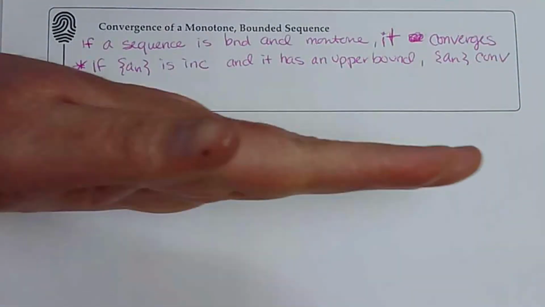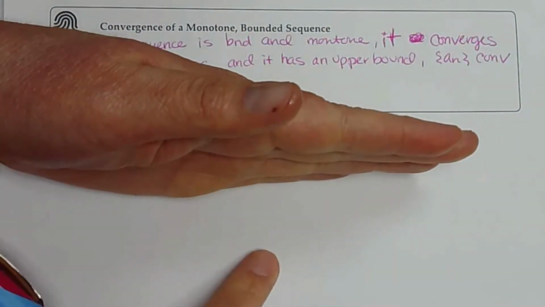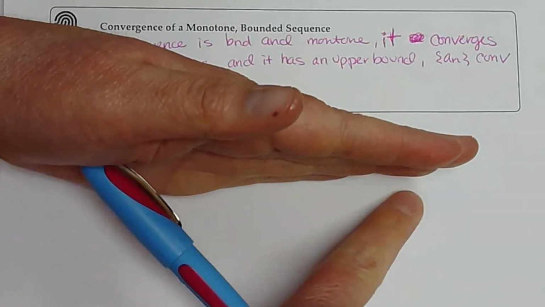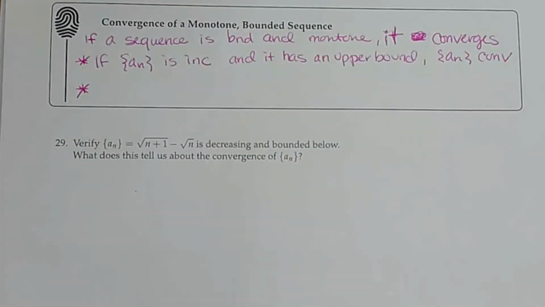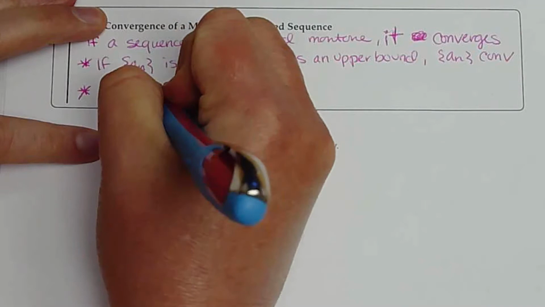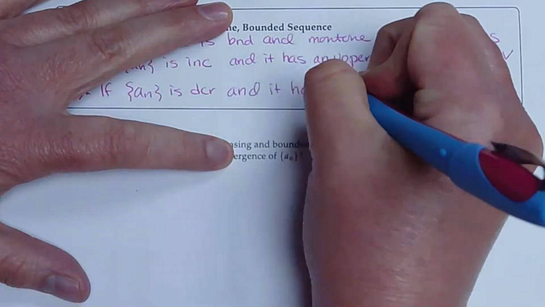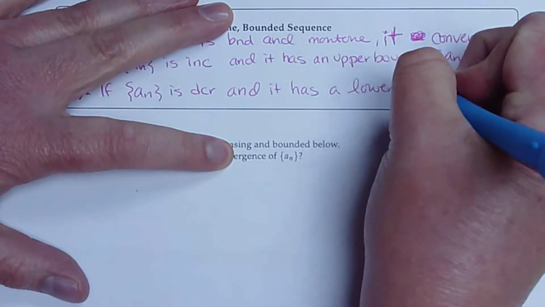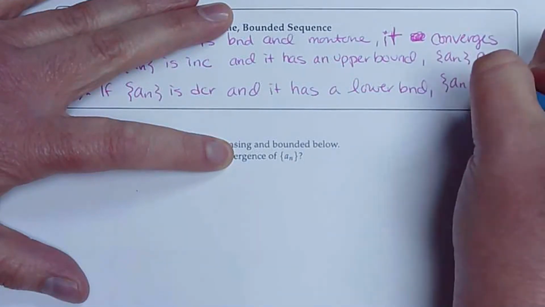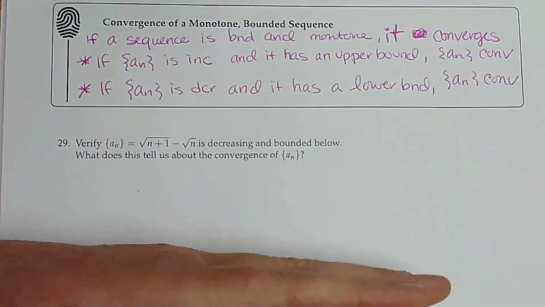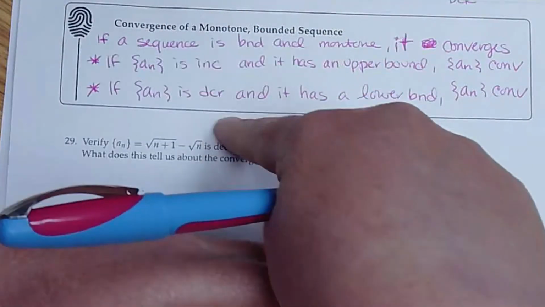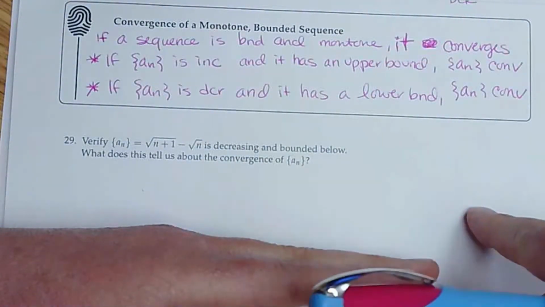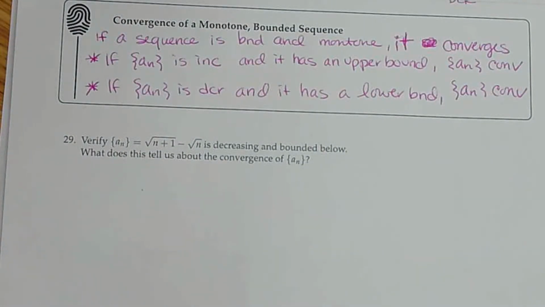So if our sequence has an upper bound and it's steadily increasing, it's going to settle around this upper bound and we're going to get our convergence there. And similarly, if our sequence a sub n is decreasing and it has a lower bound, our sequence a sub n also converges. So if I have a lower bound here and my sequence is decreasing and coming down, it's going to converge somewhere around that lower bound, perhaps a little bit higher than that, but it is going to converge.